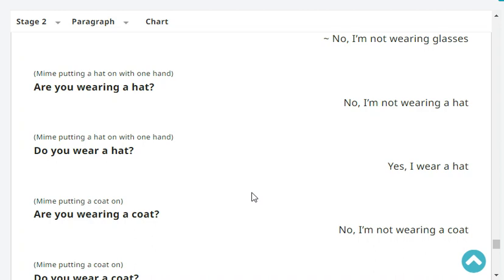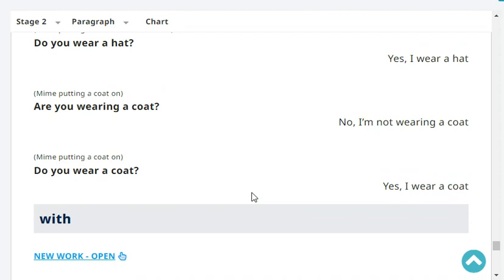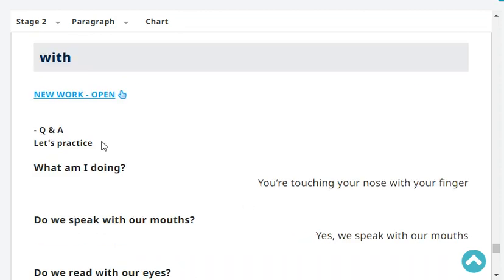So that's a present continuous question. Do you wear a coat? Yes, I wear a coat. Very good. So that's simple present. Very good. Okay, next. With.